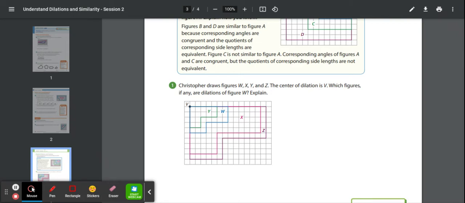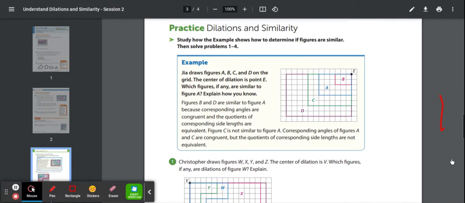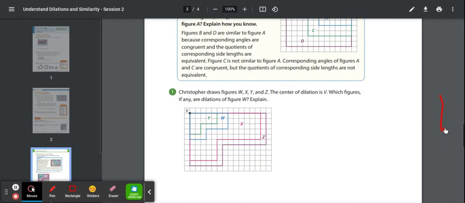Okay, today we're going to be going over pages 89 and 90. So starting with the example here, we are looking at how the dilation is done. So we're trying to figure out, are these dilations done correctly?